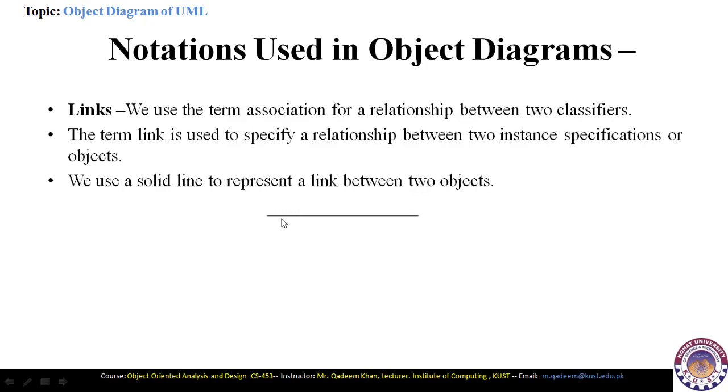Now links. Links are used for the association, which is a relationship between two classifiers, and links are used to specify relations between two instances or specifications of the objects. We use solid lines to represent a link between two objects, and the association means that when we instantiate an object, then the association relationship is established. So the straight line represents the association.